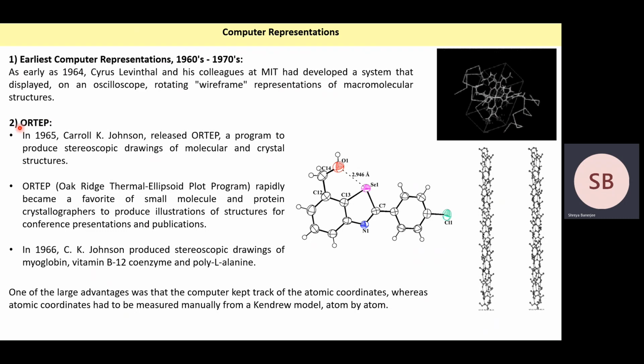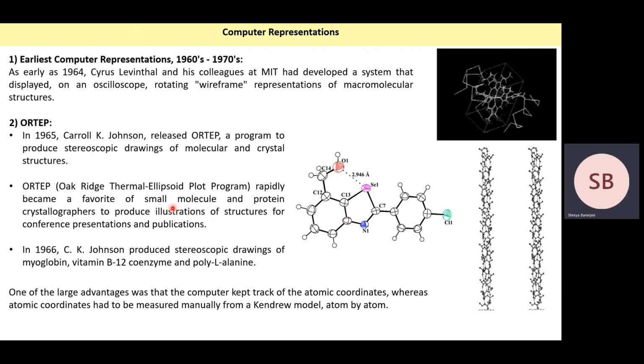After that, the ORTEP representation came, where in 1965, Carol Johnson released ORTEP, which was a program to produce stereoscopic drawings of molecular and crystal structures. ORTEP stands for Oak Ridge Thermal Ellipsoid Plot Program. It created structures like the one shown here, where each atom was shown clearly, as well as the bonds. And the stereochemistry was also clearly observed.